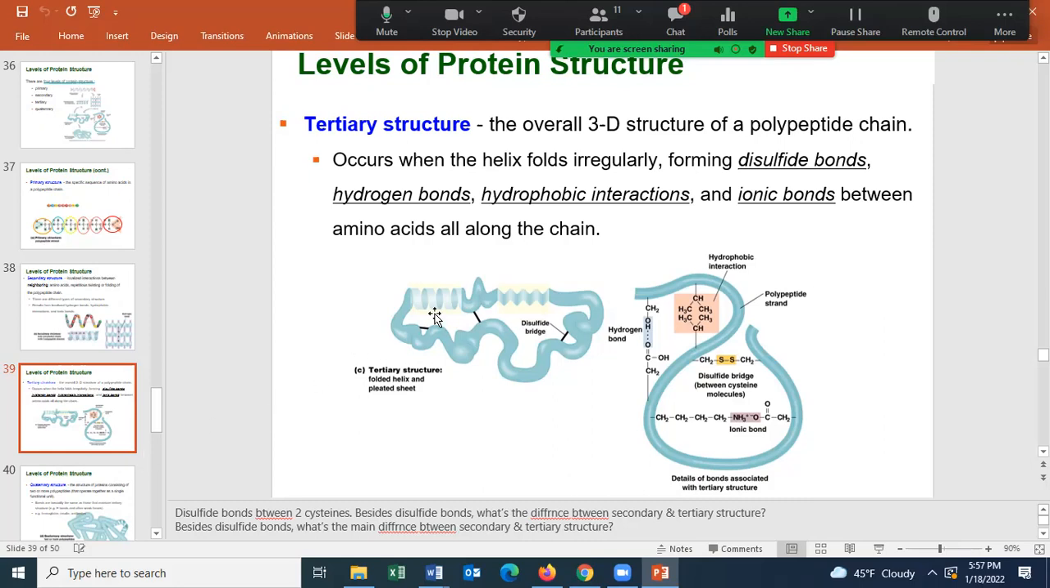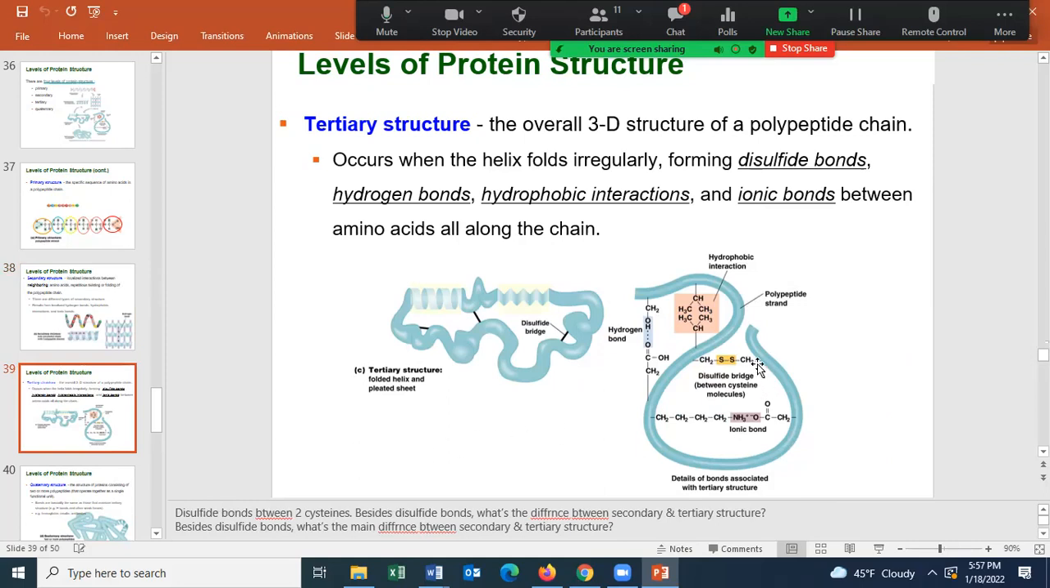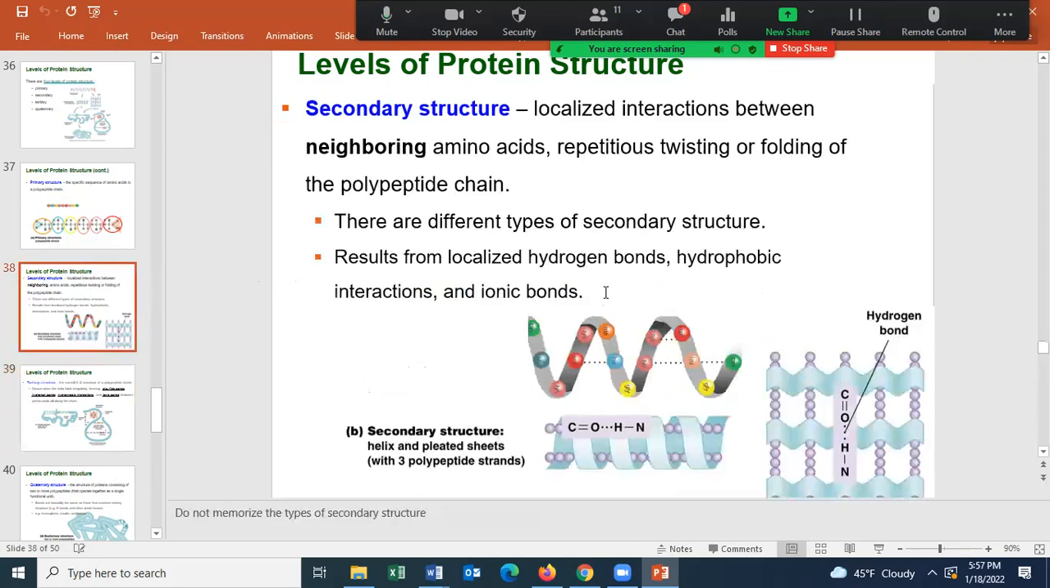Yeah, there are two differences between tertiary structure and secondary structure. One, in secondary structure, the interactions between the amino acids happen only between neighboring amino acids. In tertiary structure, it can happen between any two amino acids. Another difference is that in tertiary structure we have disulfide bonds forming. You don't see that in secondary structure.